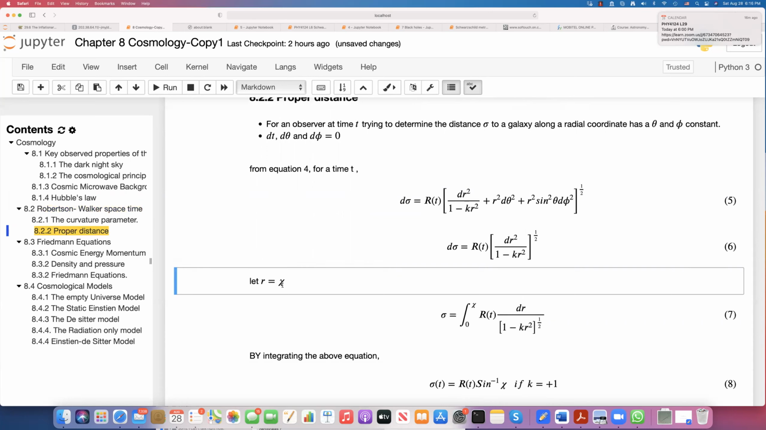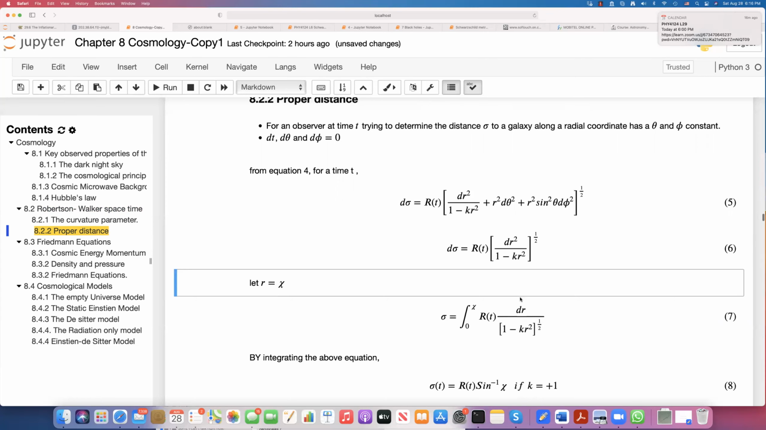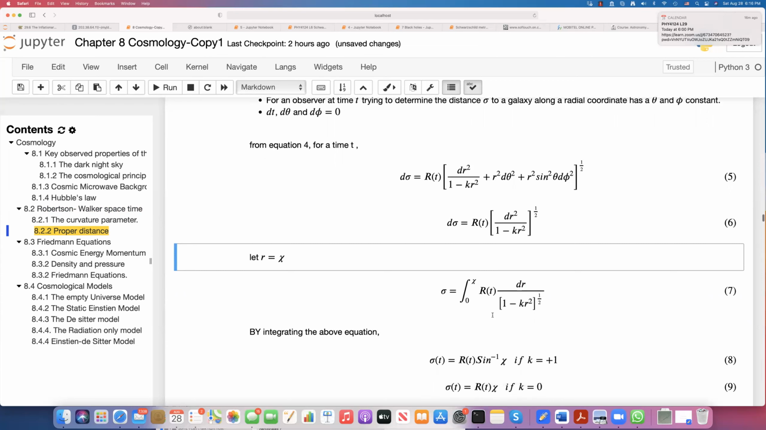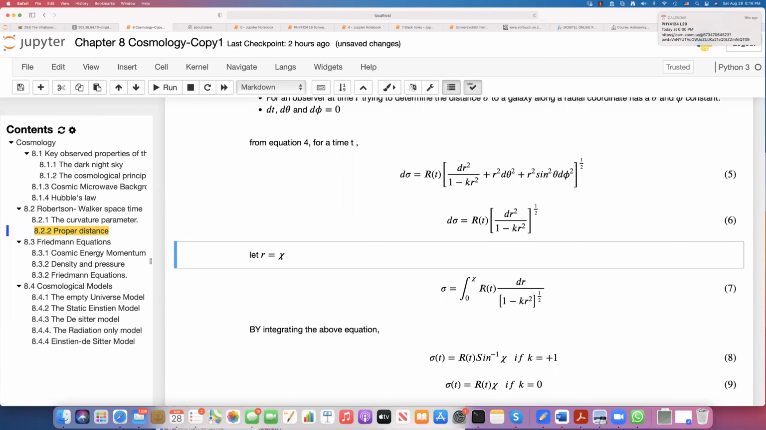Right. Now, for this equation, if you take r to be equal to this variable called chi, and this is assuming that you are measuring a distance from an origin to a certain point, so that range will be 0 to chi, then you have to integrate this dr from 0 to chi. Now you have to do an integration here, and this capital R is the scale factor that depends on time only. So it is a constant when you are integrating with respect to r.